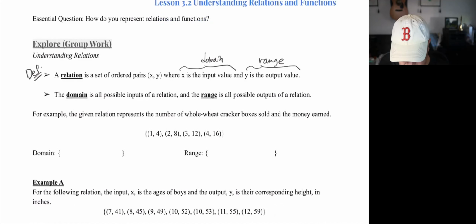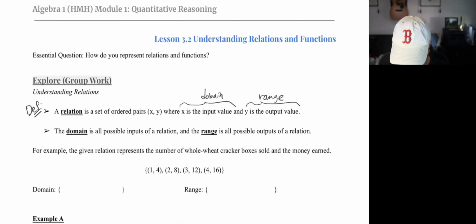So for example, given the relationship between these two over here, what's my domain and the range? Well, what's my domain? The x values, right? So it is 1, 2, 3, and 4. So these 1, 2, 3, and 4 are the x values, and they're called the domain. And the range in this case are the y values, which is what? 4, 8, 12, and 16. So that gives you 4, 8, 12, and 16 right there.